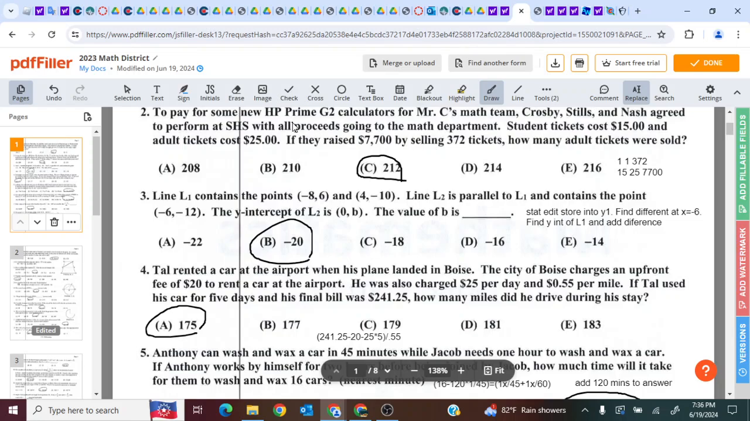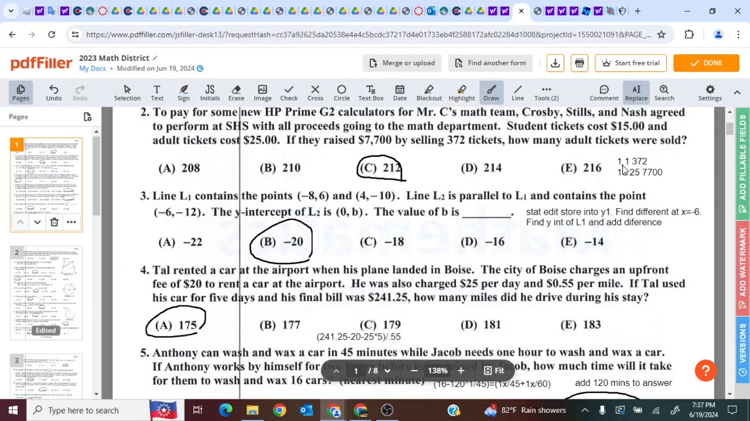Pay for some new calculators. They perform an SHS, I don't know what that is. Student tickets cost that much. Adult tickets cost that much. They raise this much money selling this many tickets. How many adult tickets are sold?